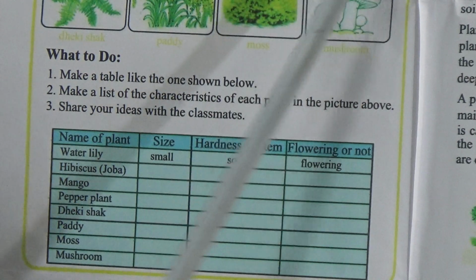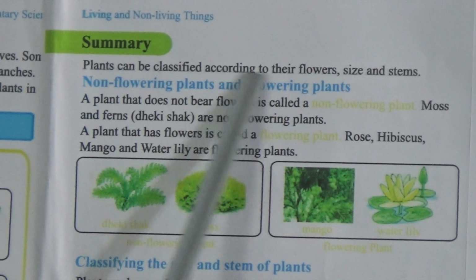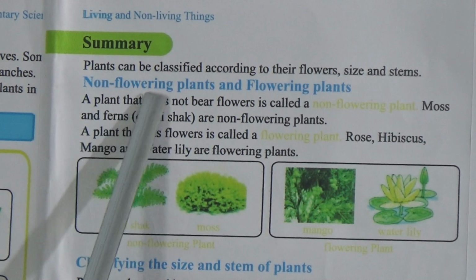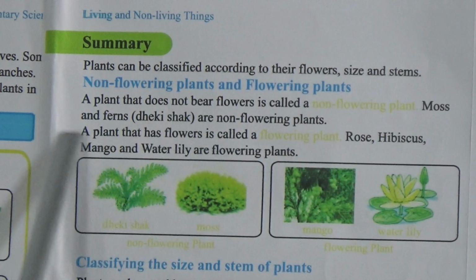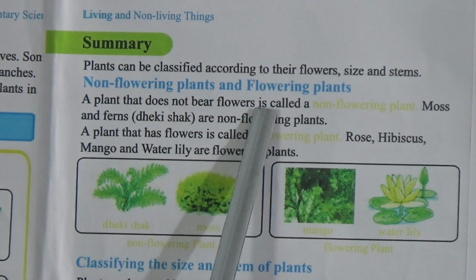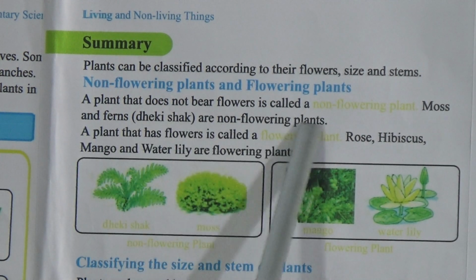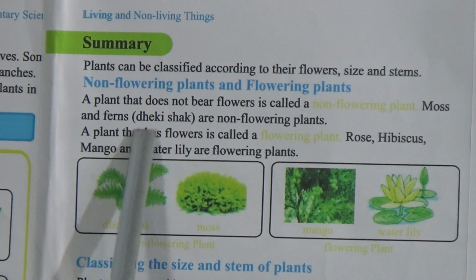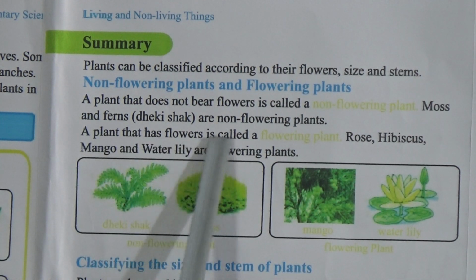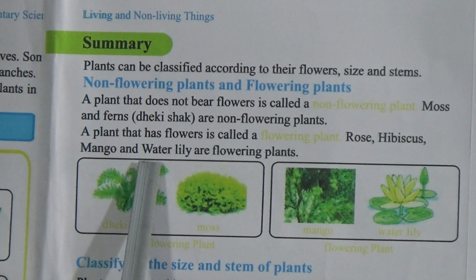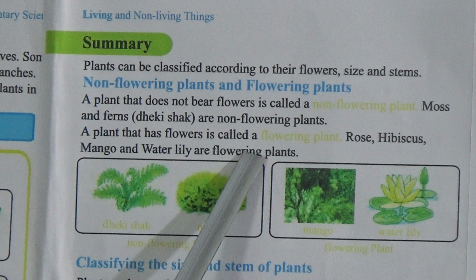Now come for the next phase. Plants can be classified according to their flower, size and stem. Come to non-flowering plants and flowering plants. A plant that does not bear flowers is called a non-flowering plant. Moss and fern are non-flowering plants. A plant that has flowers is called a flowering plant. Rose, hibiscus, mango and water lily are flowering plants.